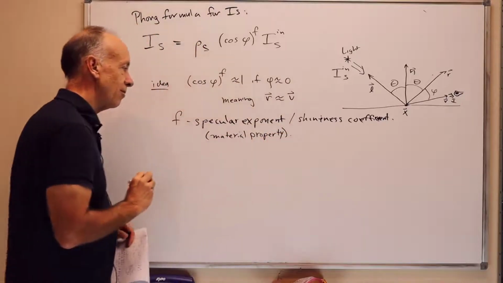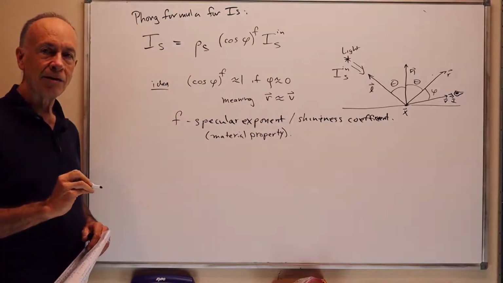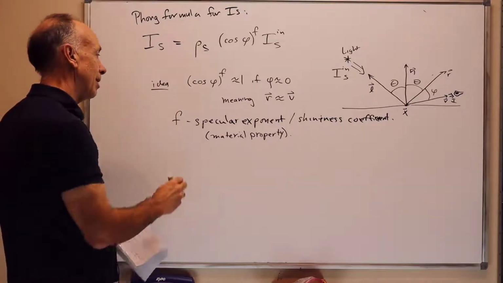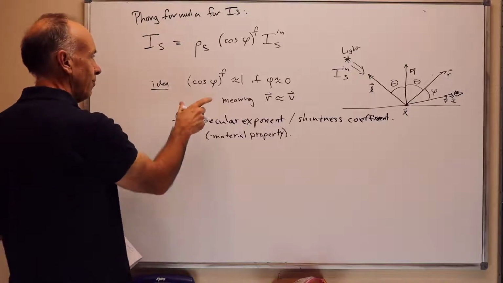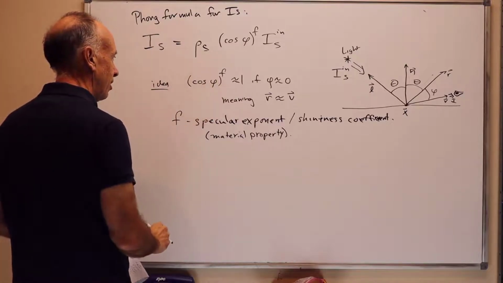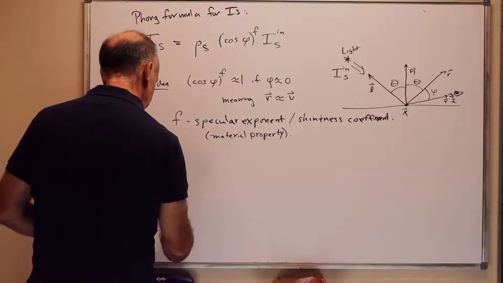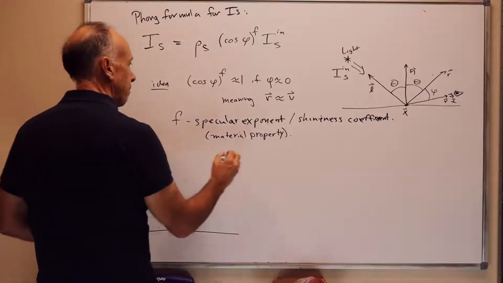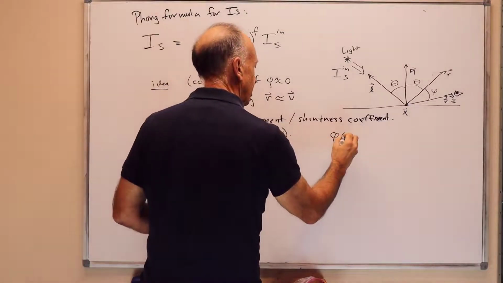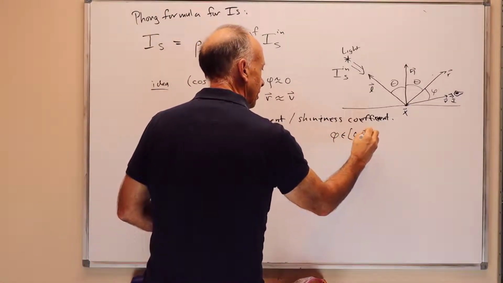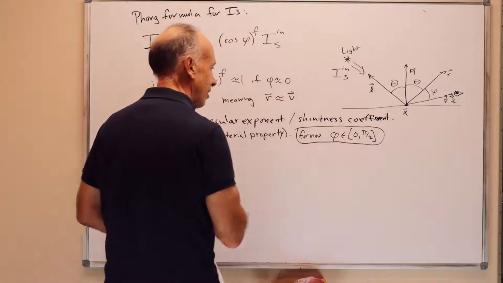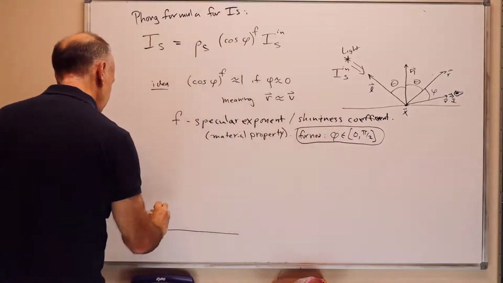So if you have a glossy surface, f would be big. If you have a very matte, non-glossy surface, f would be very small, and maybe also rho sub s would be small. So let's see what this looks like. Let's graph what cosine of phi to the f looks like. So first of all, let's think of phi being in the range 0 to pi over 2. For now, we have to make an adjustment to the above formula if phi is not in that range. But for now, let's think of phi in that range here.